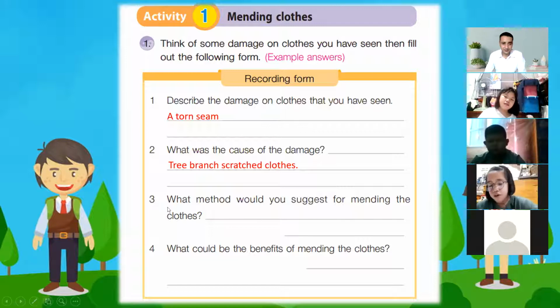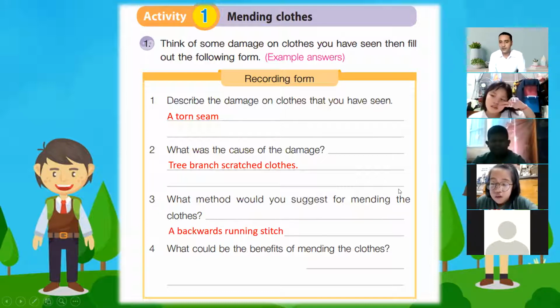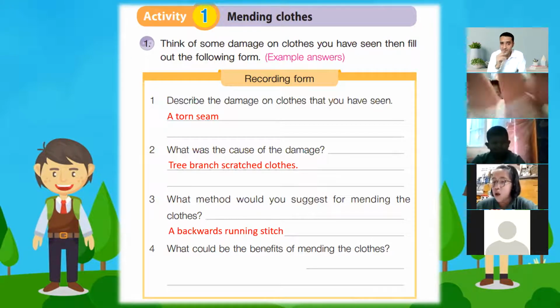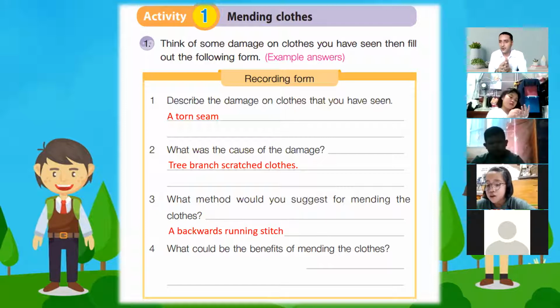So number 3, what method would you suggest for mending the clothes? We are going to suggest the backward running stitch. You already remember, students, last week we saw the video and learned the lesson of the backward running stitch. With the way we perform the backward running stitch, we can mend our clothes and they can be reusable.